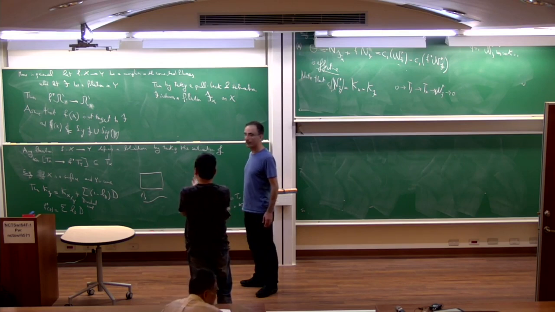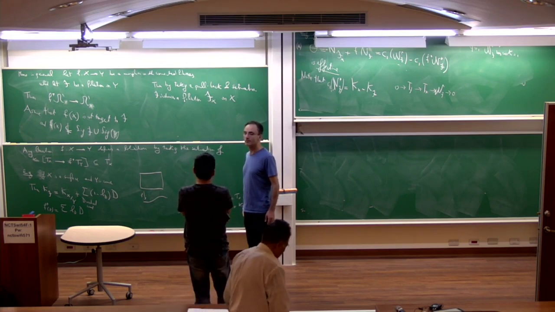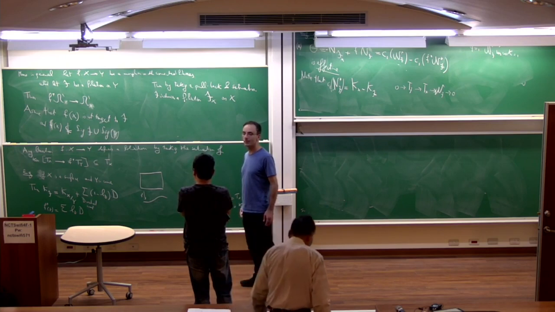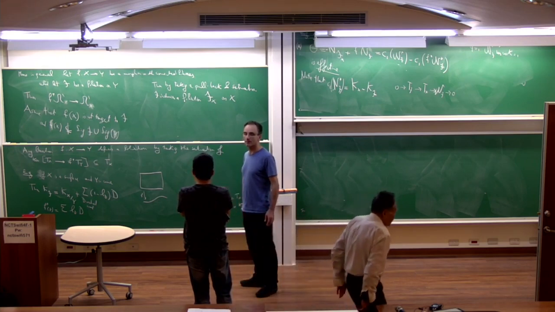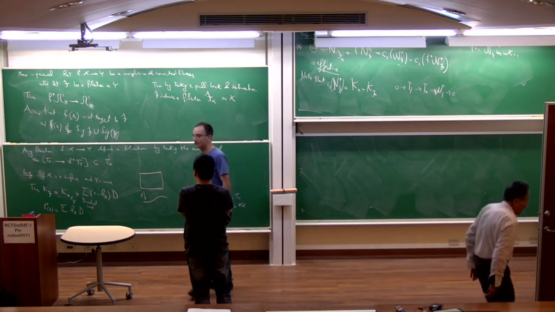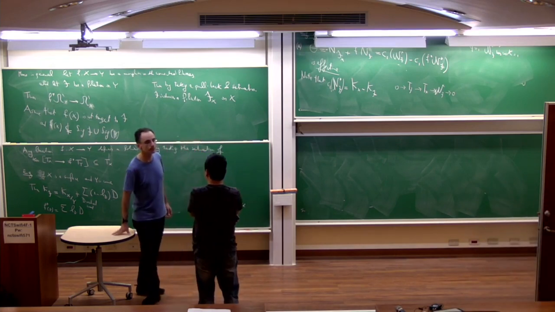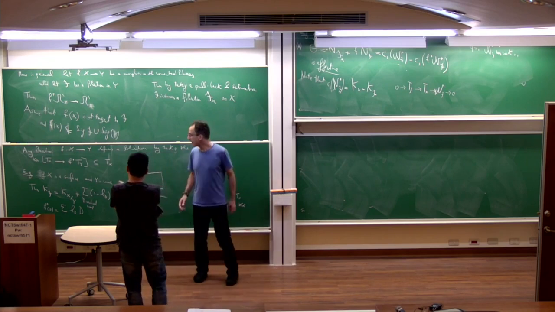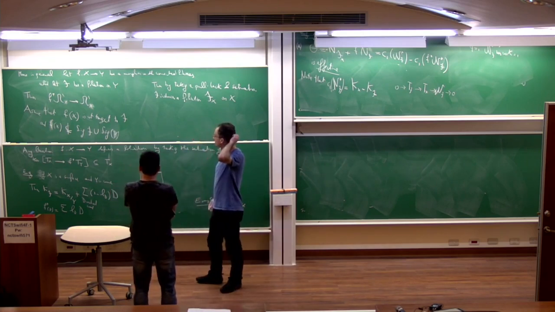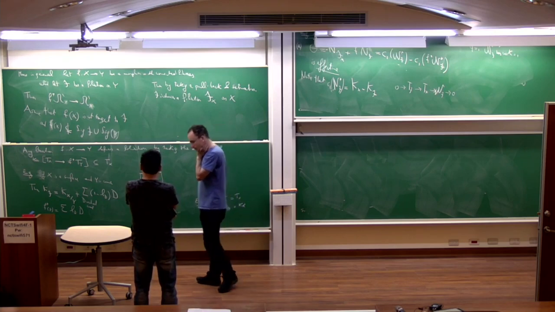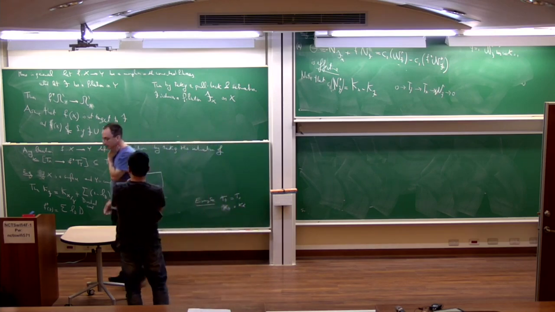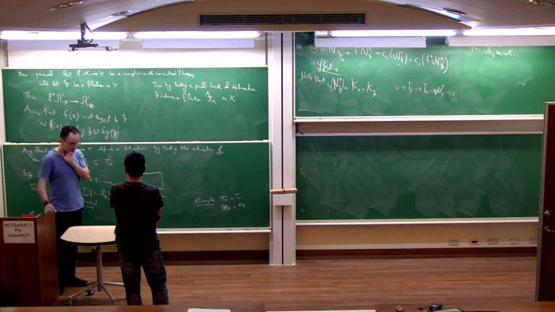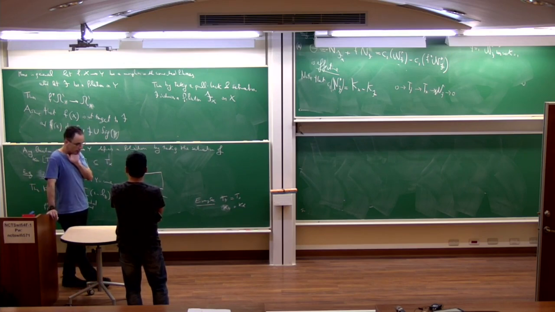Which one? The canonical bundle? No, it's not finitely generated. You mean K_F, right? Yes, K_F. No, unfortunately. It's possible to find one. Even of this form? Even for a surface. Oh, of this form? No, for this form it's okay. In general, I don't know. In dimension 2, it's okay.